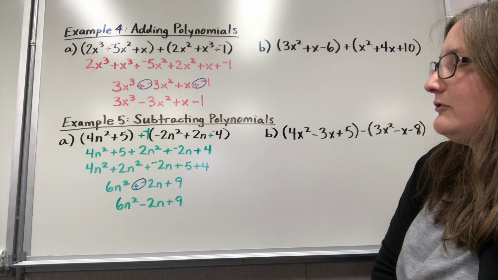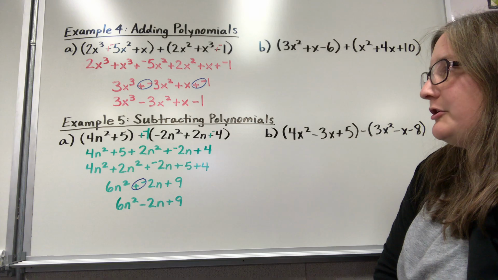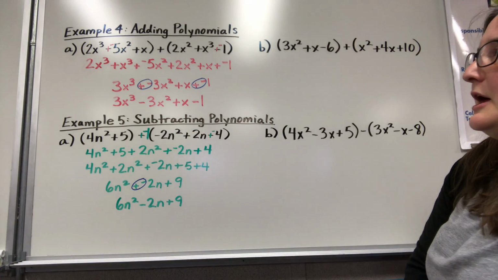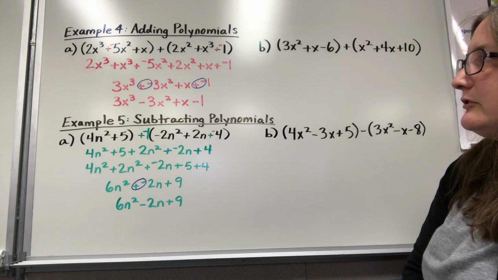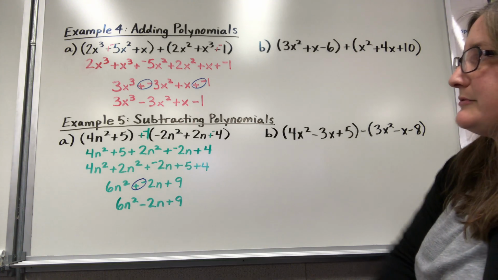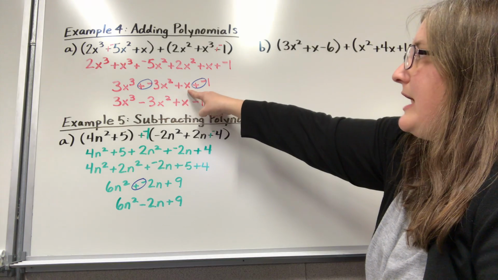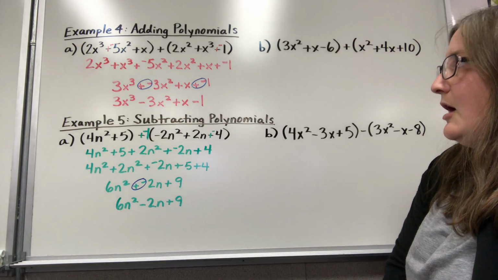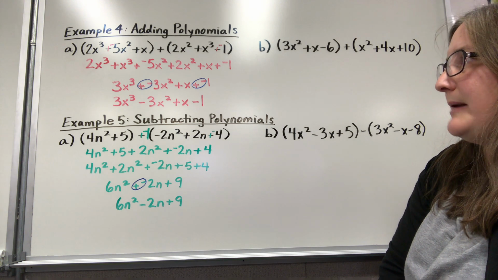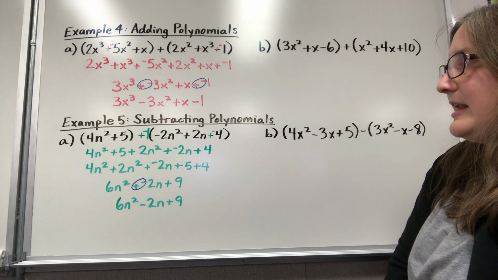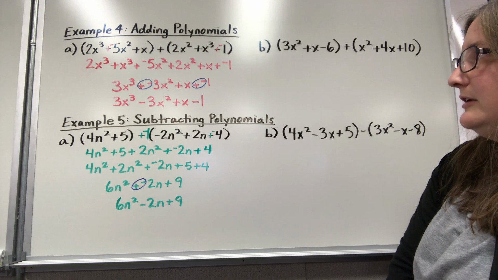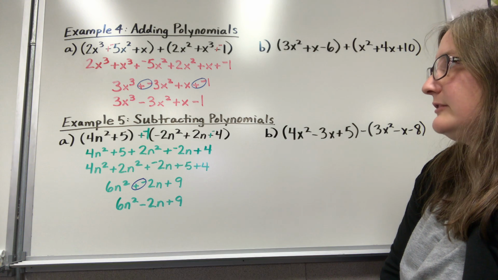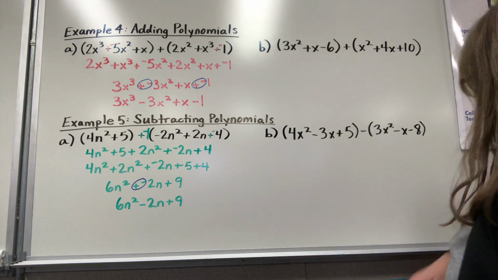So I have 2x to the 3rd and just a single x to the 3rd. That becomes 3x to the 3rd. I had a negative 5x squared and a 2x squared. That becomes negative 3x squared. I only had one x and I only had one constant, so they remain the same. My final thing is I'm going to combine any plus negatives that I had into minuses. So my final answer here would be 3x to the 3rd minus 3x squared plus x minus 1.